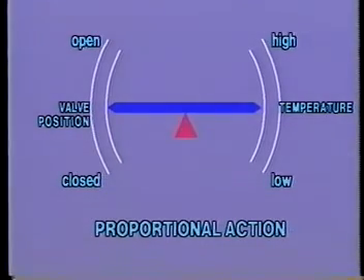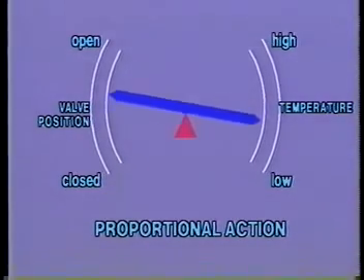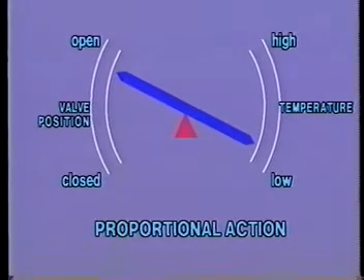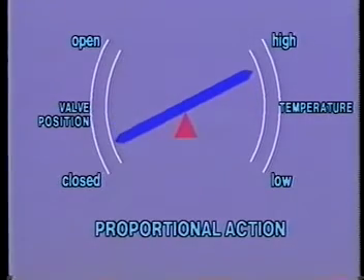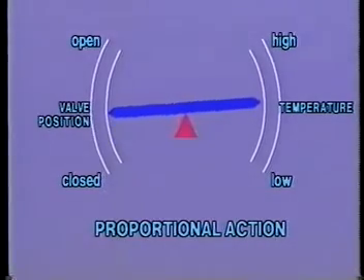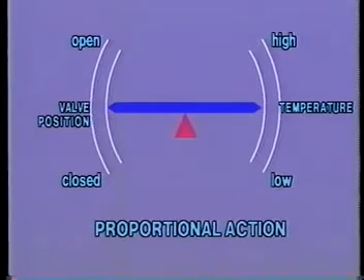If the temperature is very low, the valve is fully open. As the temperature rises, the valve will close gradually and reduce the input of steam to the process. This action will continue until the valve delivers just the right amount of steam to maintain a constant temperature. In this example, when the valve is 50% open, the input of steam will maintain the process at 80 degrees. Any change of temperature will cause the valve to open or close in proportion to the size of that change.